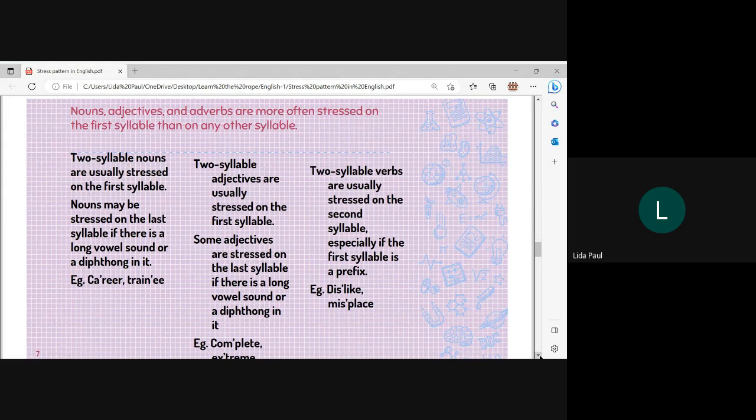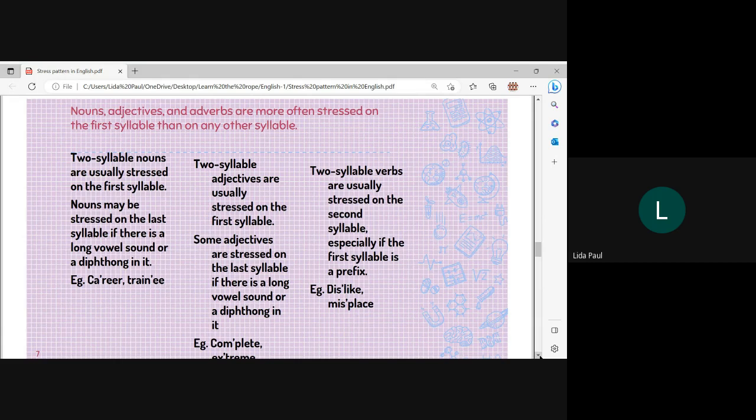Now, nouns may be stressed on the last syllable if there is a long vowel sound or a diphthong on it. Okay, look at the example here. Career, trainee. In trainee, there's a long vowel sound at the end of the word. From the verb train, you have the word trainee, which is a noun. So you have the suffix ee added to it, and it's a long vowel sound. Same is the case with career. What does the noun career end in? It's a diphthong, ear, right? You have a diphthong ear.